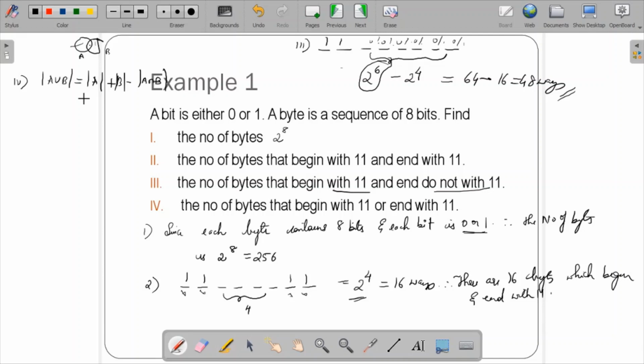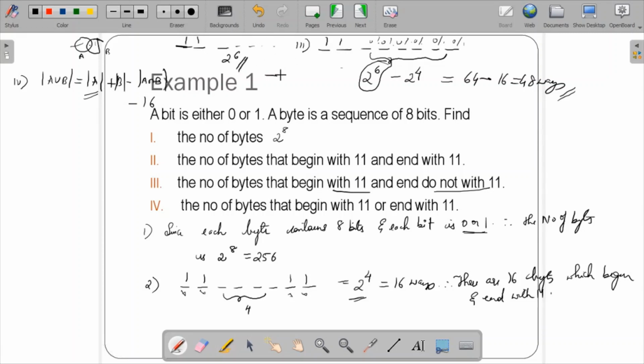So just A, just B, that means just begin with 1 1, just end with 1 1, and minus both, begin and end with 1 1. This value I know: minus A intersection B, the begin with 1 1 and end with 1 1 value, is minus 16. What about just B? Let us take that begin and end with 1 1 is 16. Just to begin with 1 1, the remaining positions I have to arrange are 2 to the power 6 ways.